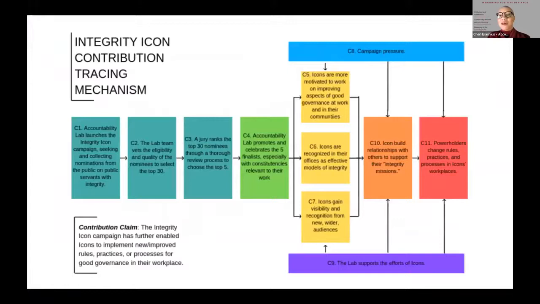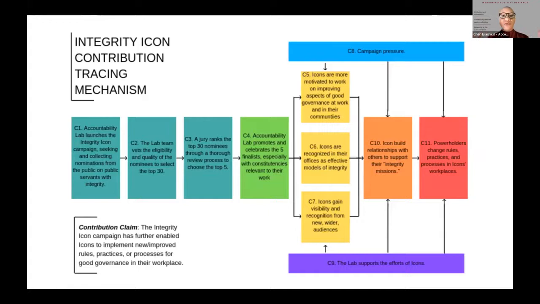I just wanted to place a summary slide of what a contribution tracing mechanism looks like for those of you who have not necessarily used it in the past. We essentially started by unpacking the entire causal chain for this program, all the way from launching the program to identifying these integrity icons who we will highlight, name and fame, all the way through to having identified a change that they made in their civil service unit, so that we are able to, at every piece of this, breaking this up into 11 different portions, see where our intervention directly made a contribution to their effectiveness around change in their civil service unit.